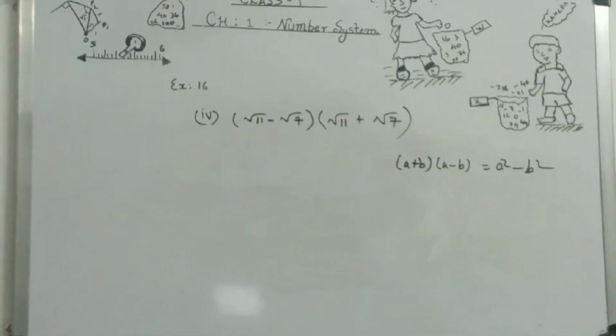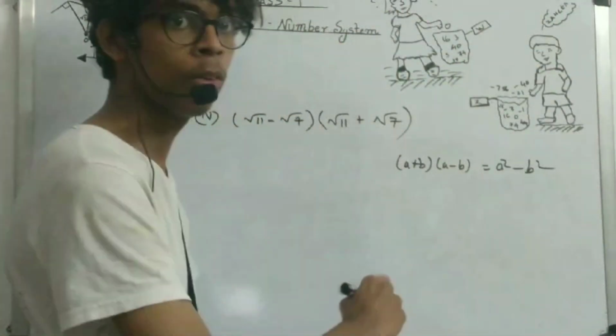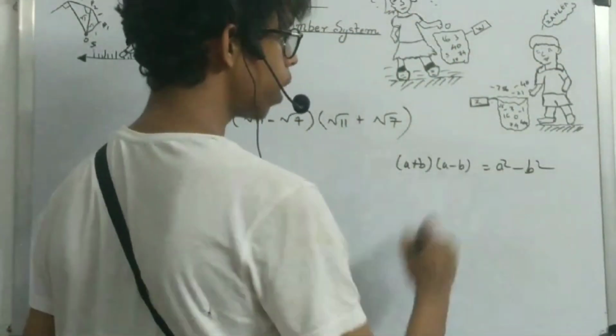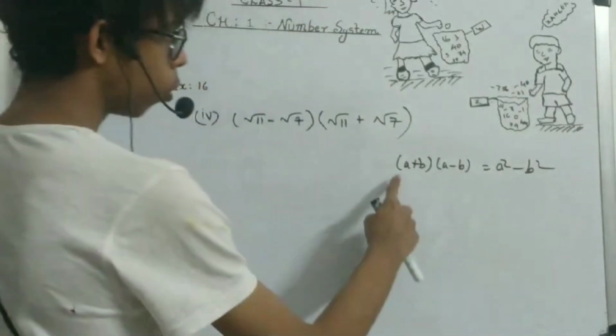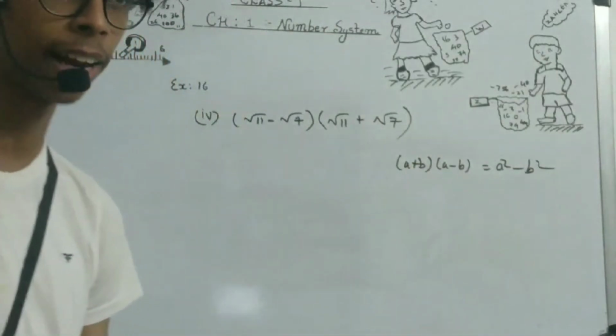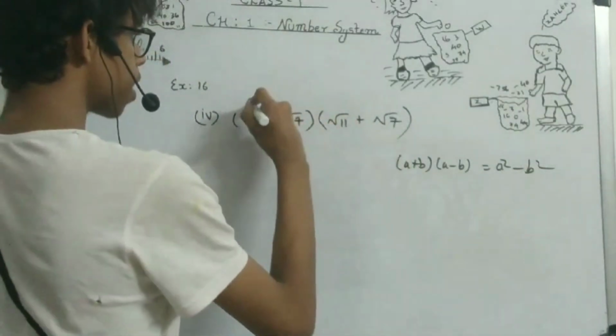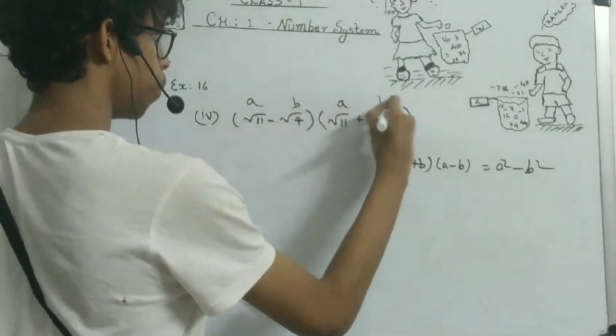Okay, let us move on to the fourth one, which is root 11 minus root 7 into root 11 plus root 7. So here also if you see, we have to use the a plus b into a minus b identity. We know a plus b into a minus b is equal to a square minus b square. So here, take this as a, take this as b.